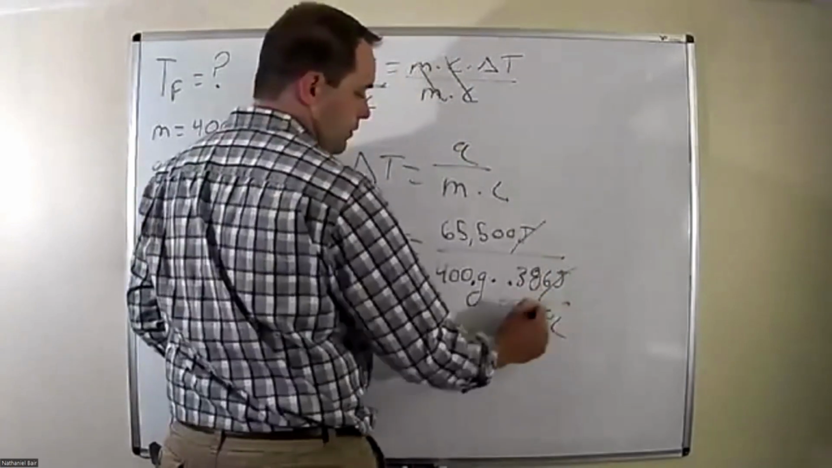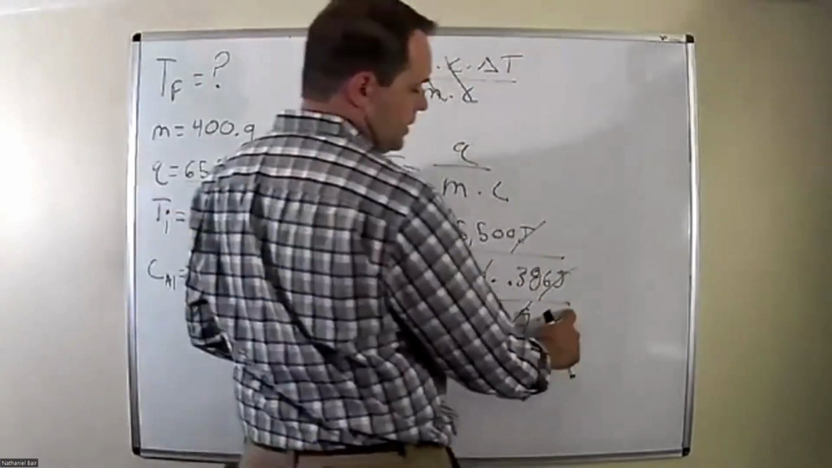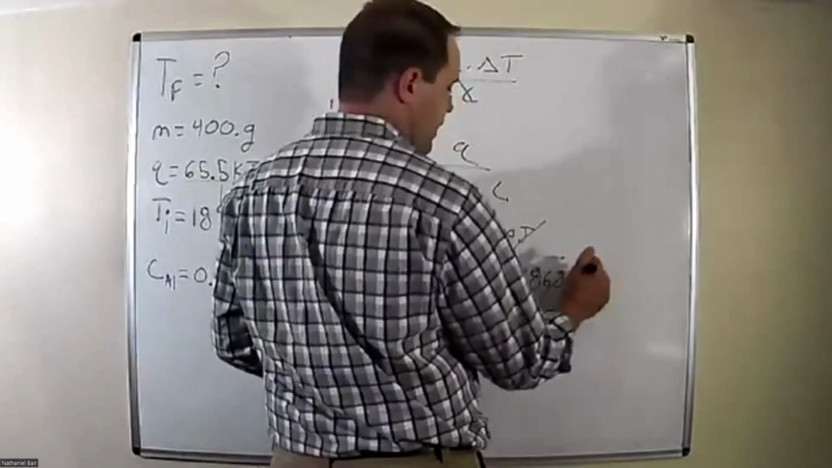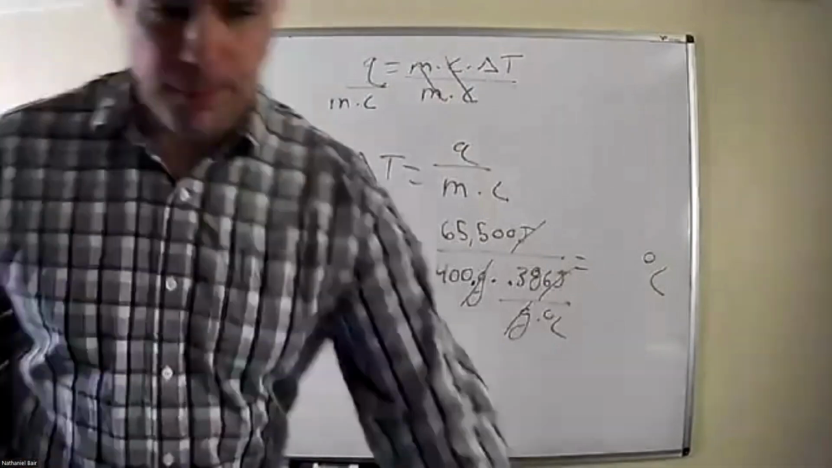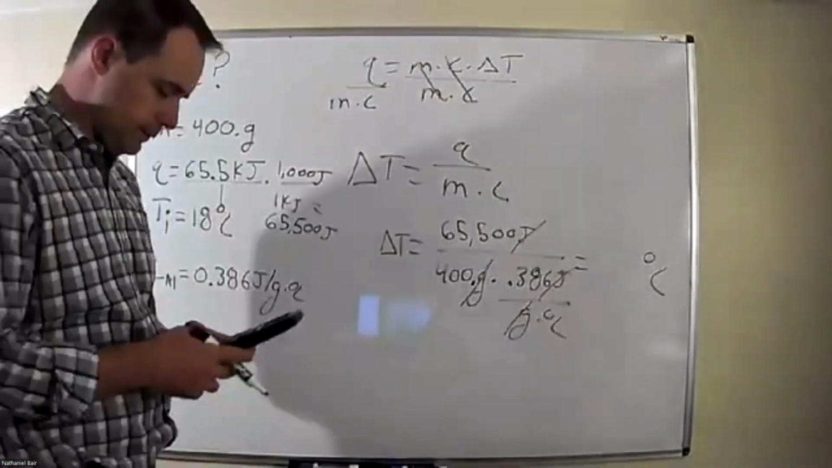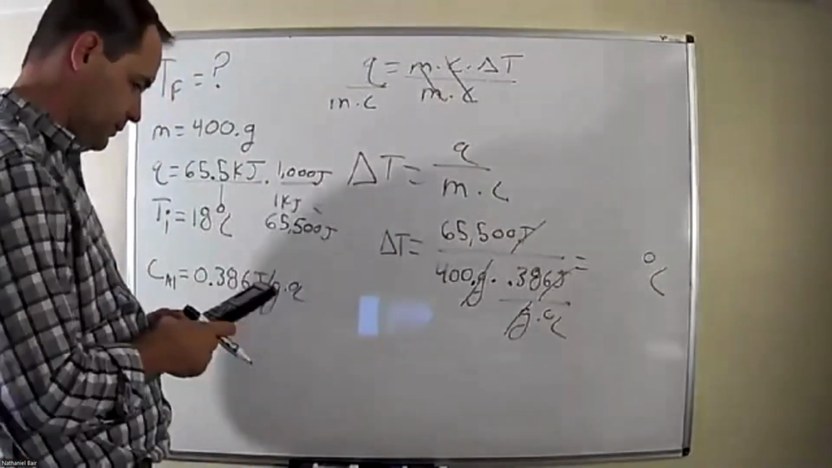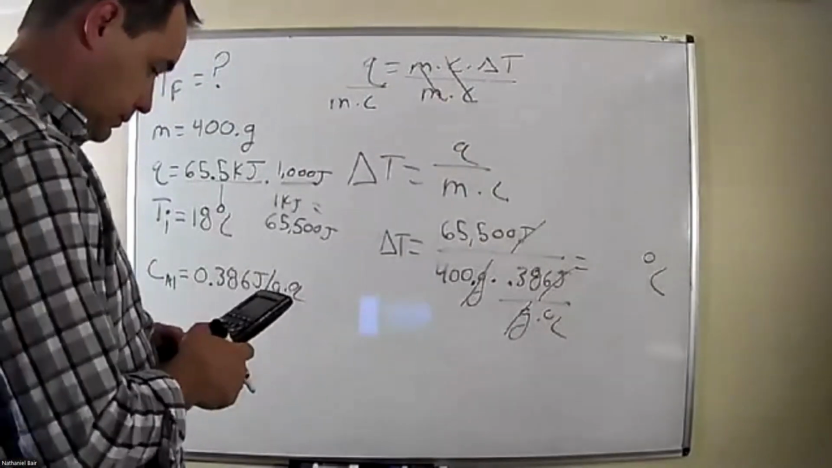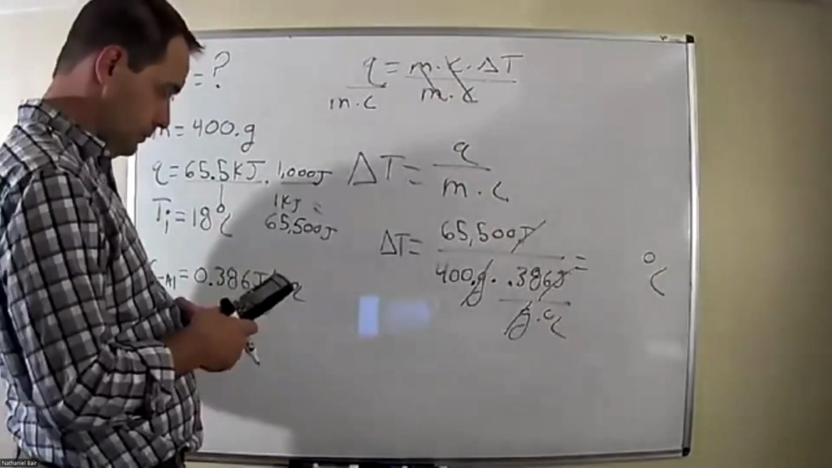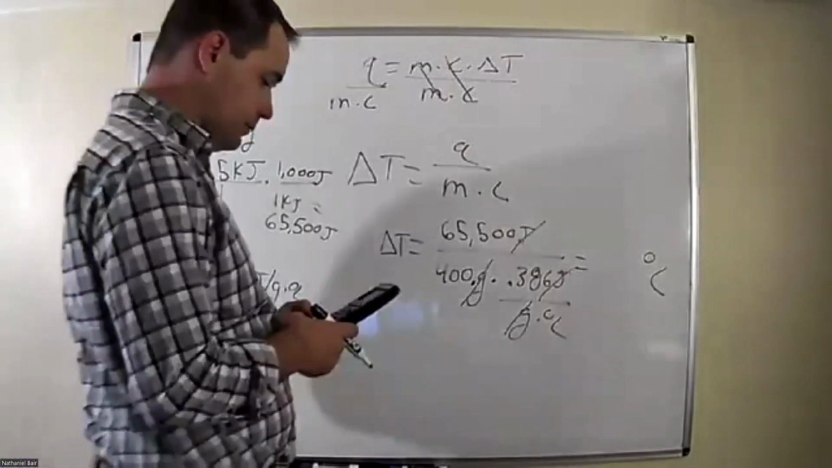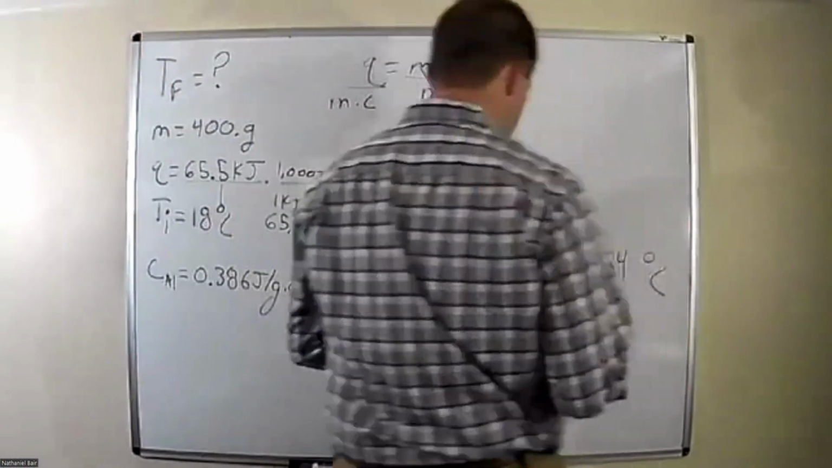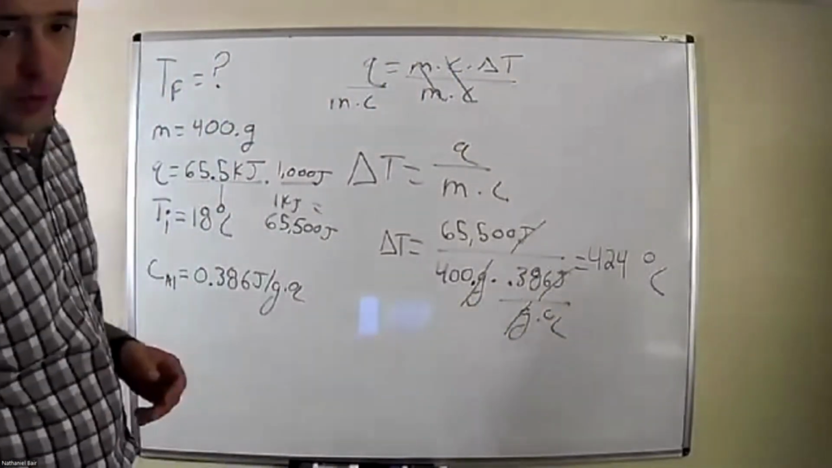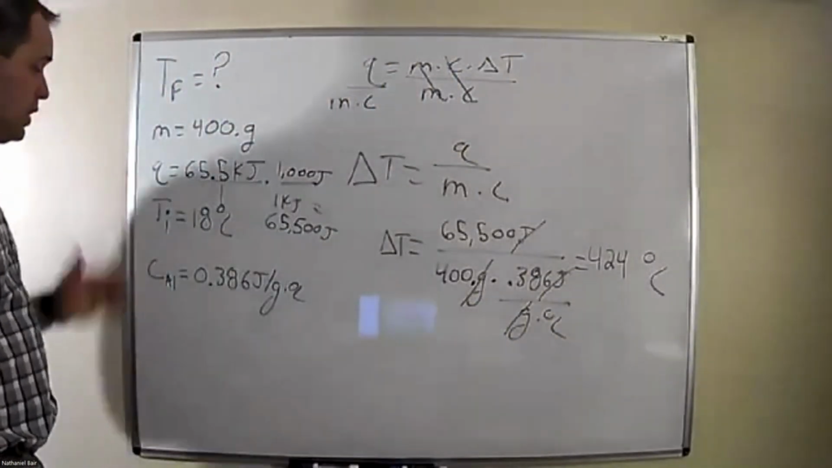Joules cancels out, grams cancels out. Degrees Celsius is in the denominator of a denominator, which means it goes to the numerator, and we're going to get the change in temp. The change in temp would be 424 degrees Celsius.